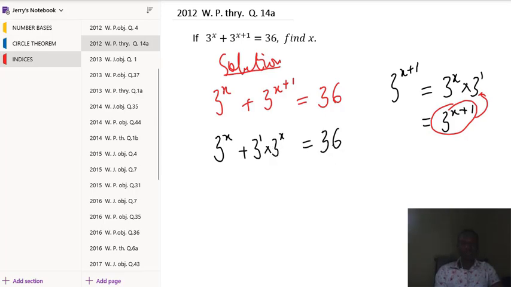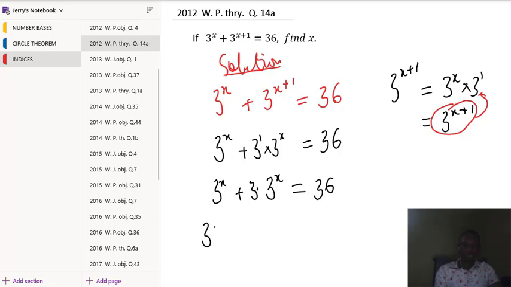equal to 36. So here we can see that we have a common factor of 3 exponent x. 3 exponent 1 will give us 3. So we have 3 exponent x plus 3 dot 3 exponent x. The dot here means multiplication, which is equal to 36. So here let's factor, because there's an addition sign between 3 exponent x and 3 times 3 exponent x. Let's factor, and the coefficient of this one is also 1.